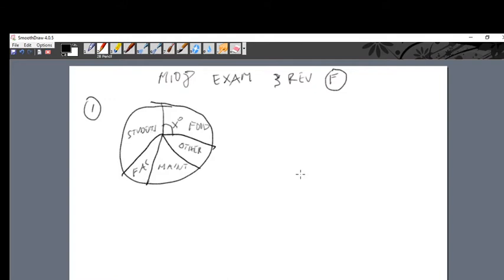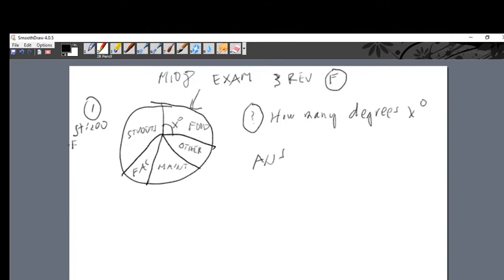Okay, now here's how the question will be approximately phrased probably. How many degrees is x, meaning they want this one right here, that slice? How many degrees is that angle? Plus you get some information. They tell you about how many students there are. There are 200 students. You get information about faculty. There are 100 faculty.